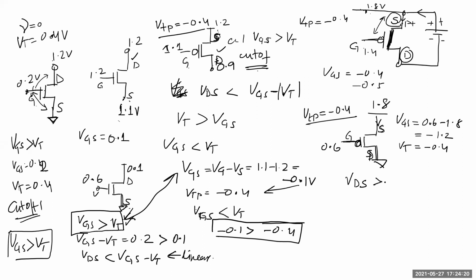So no, it's cutoff because, sir, VGS is equal to minus 1.2 and VT is equal to minus 0.4. So minus 0.4 is bigger than minus 1.2 with the sign. That's why it's in cutoff region.